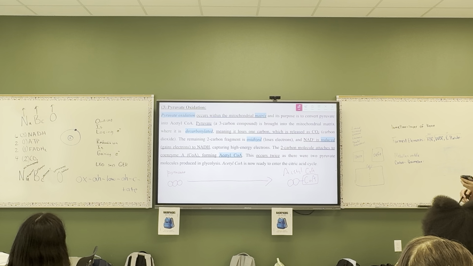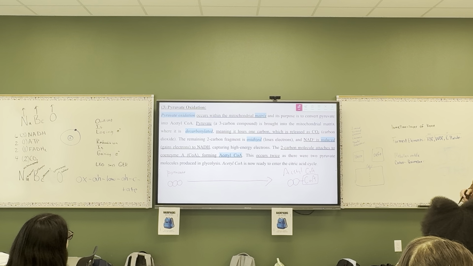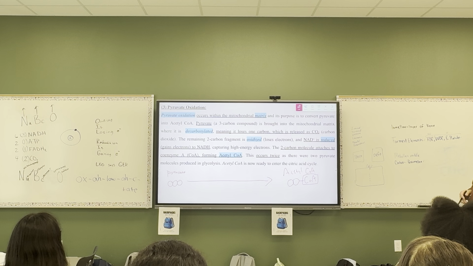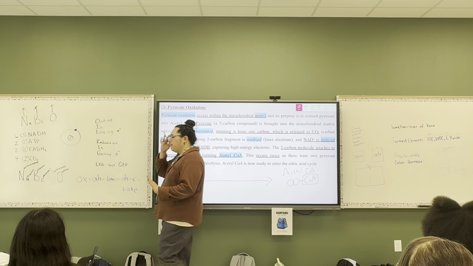Pyruvate, a 3-carbon compound, is brought into the mitochondrial matrix where it is decarboxylated, meaning it loses 1 carbon, which is released as carbon dioxide. So what happens? Pyruvate is decarboxylated. But what does that mean?